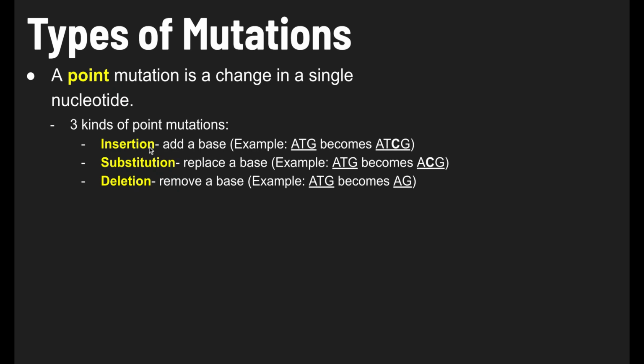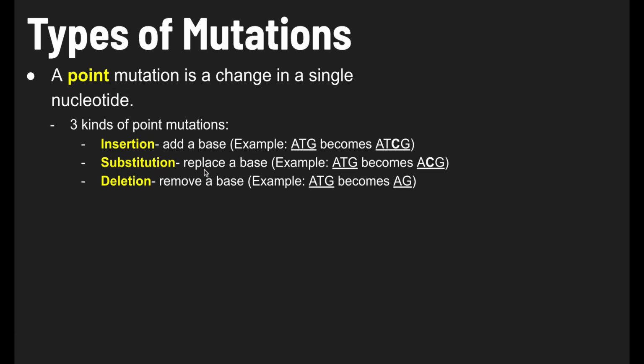An insertion just adds a base. For example, say I had this sequence of letters in the DNA, ATG. If an insertion happens, a new base is inserted or put in there. So ATG could become ATCG, where you added a C right here. So you just inserted a letter. In this case, it was the letter C.